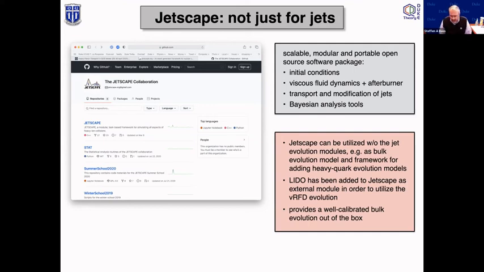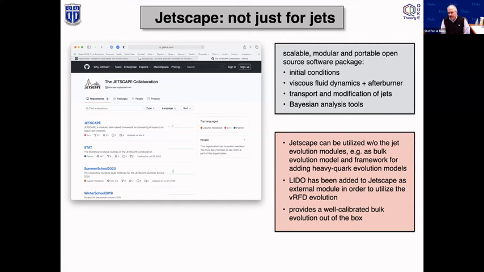But the point I want to make is that you don't need to do jet physics in order to use Jetscape. If you just want to have a well-calibrated hydro plus some initial condition model plus a hadronic afterburner, just take Jetscape and use it for that. Nobody forces you to do anything with jets with the Jetscape package. So you can utilize Jetscape very well without jet evolution models, as a bulk evolution model and framework for adding whatever heavy quark evolution model you favor into it.